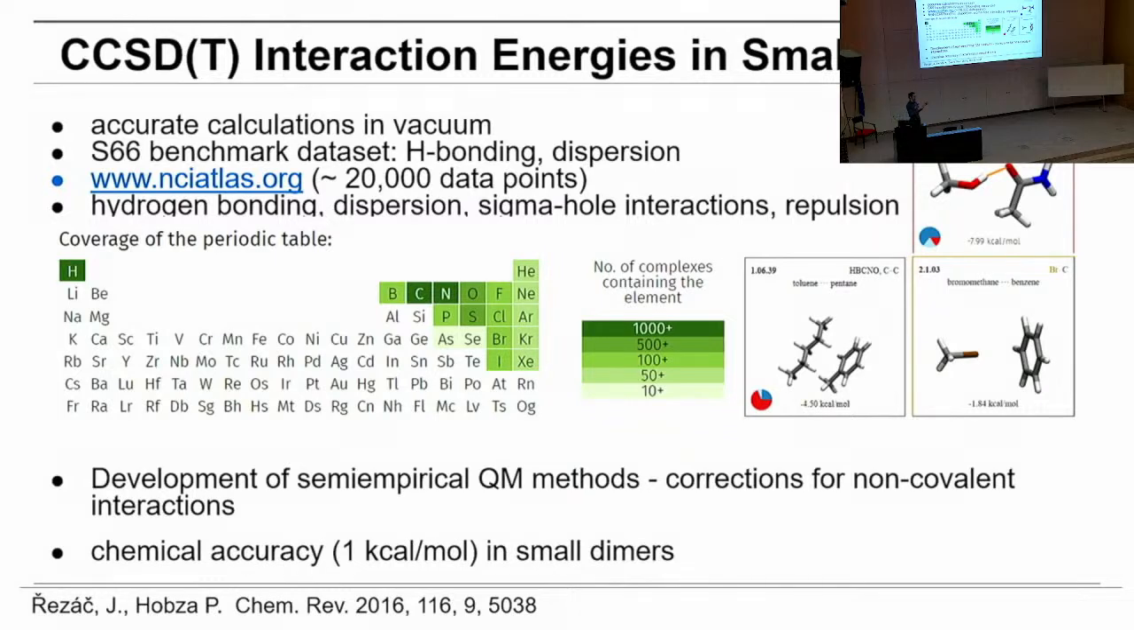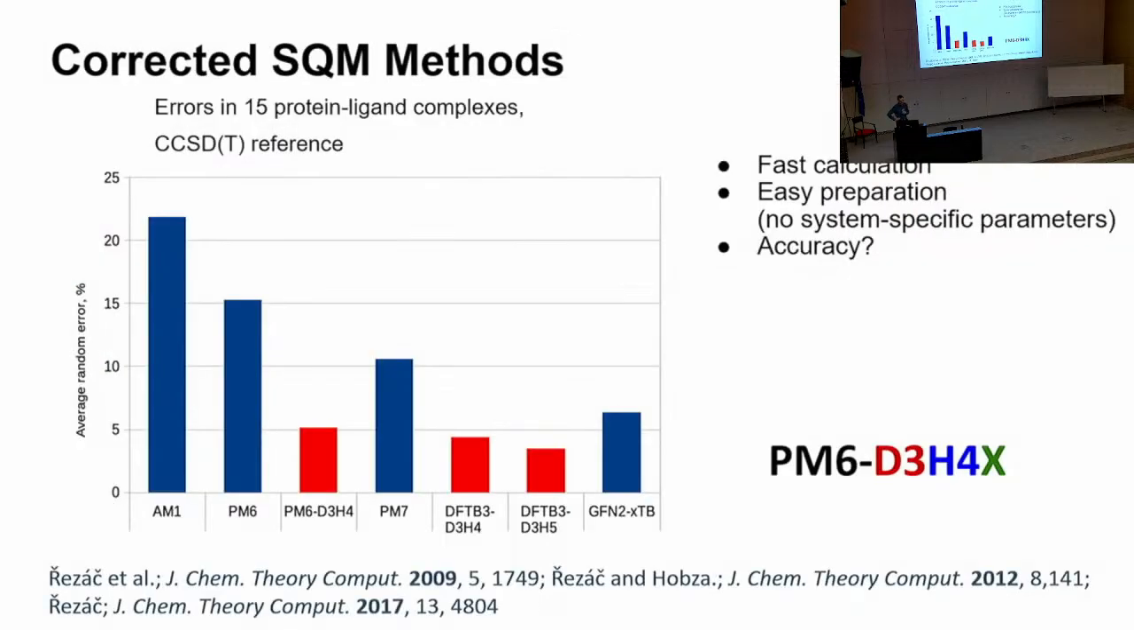And against this data, the new methods, the SQM methods, were compared and systematically corrected. And the results are now in red. So the PM6 is the original method, and D is third generation of dispersion corrections. H is fourth generation of hydrogen bonding corrections. H5 is fifth generation of hydrogen bond corrections. And you can see the errors go down below 5%, which already starts to be interesting for applications.